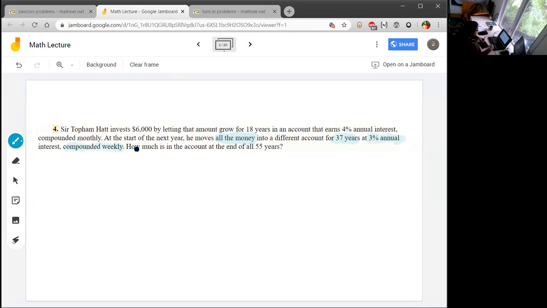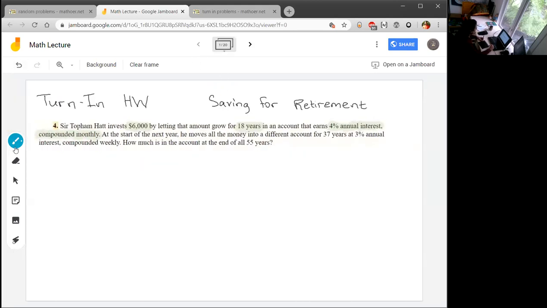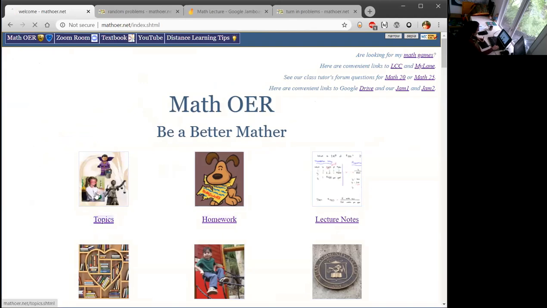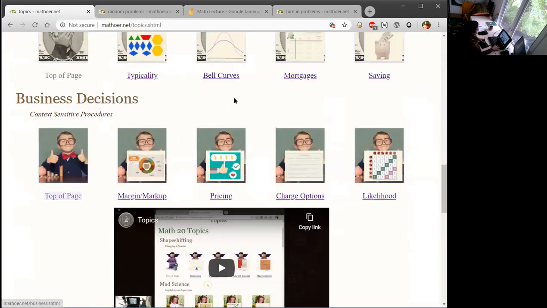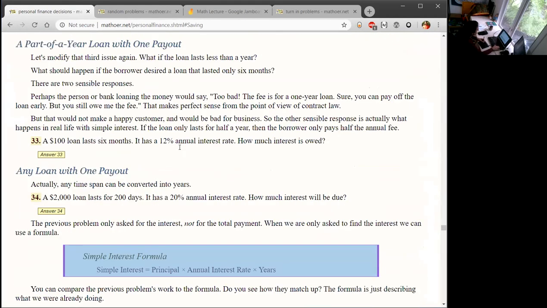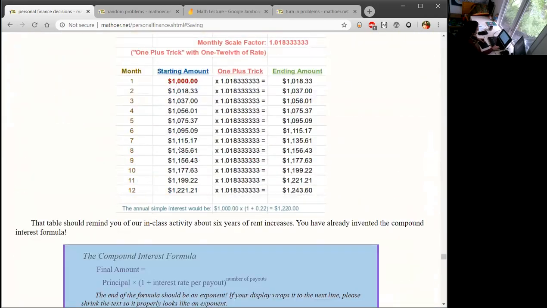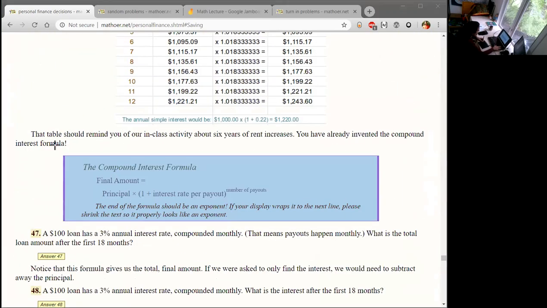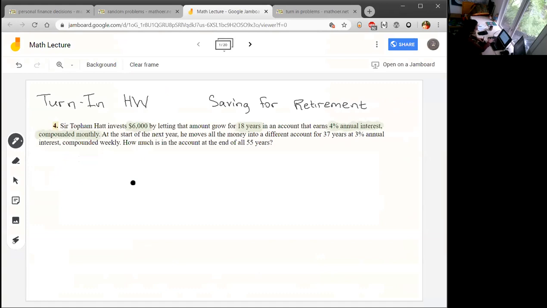So we'll do one at a time. There's a reminder that 18 and 37 is 55, but we are not going to actually use the 55 in the problem. Okay, we can get our compound interest formula. There you go. Nice to have that in front of us.